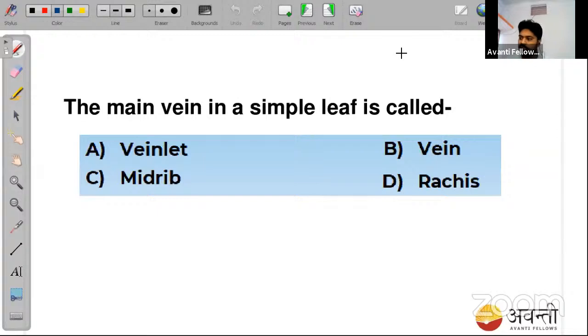So the next question is: the main vein in a simple leaf is called venlet, vein, midrib, or rachis. I am launching the poll again. Please answer fast, guys.